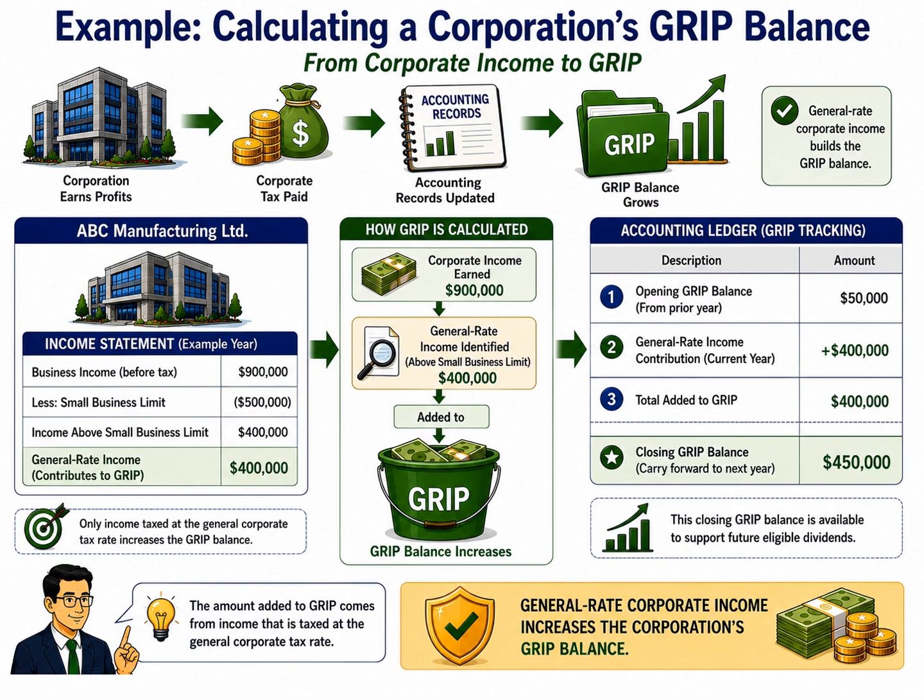This closing balance does not represent cash sitting in a bank account. Instead, it represents the amount of income that has been taxed at the higher general corporate tax rate and may support the payment of eligible dividends in the future. Think of the GRIP balance as a running tax record.